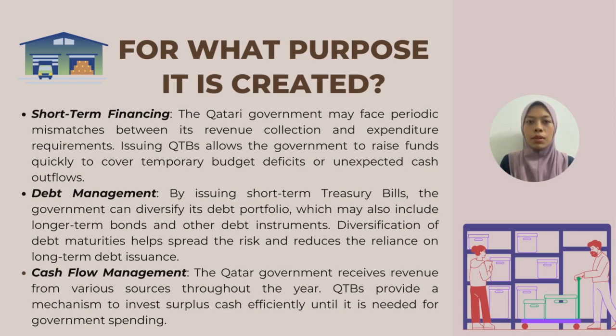The second one is debt management. By issuing short-term treasury bills, the government can diversify its debt portfolio, which may also include longer-term bonds and other debt instruments. Diversification of debt maturities helps spread the risk and reduce the reliance on long-term debt issuance. The third one is cash flow management. The Qatar government receives revenue from various sources throughout the year. QTB provides a mechanism to invest surplus cash efficiently until it is needed for government spending.